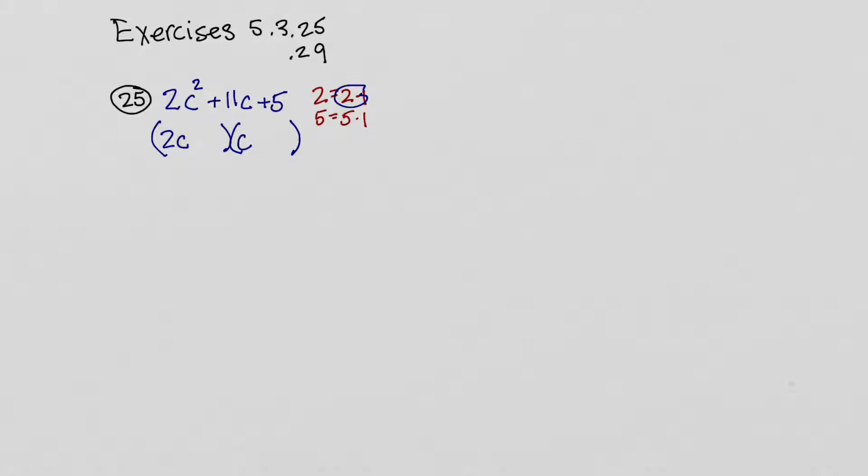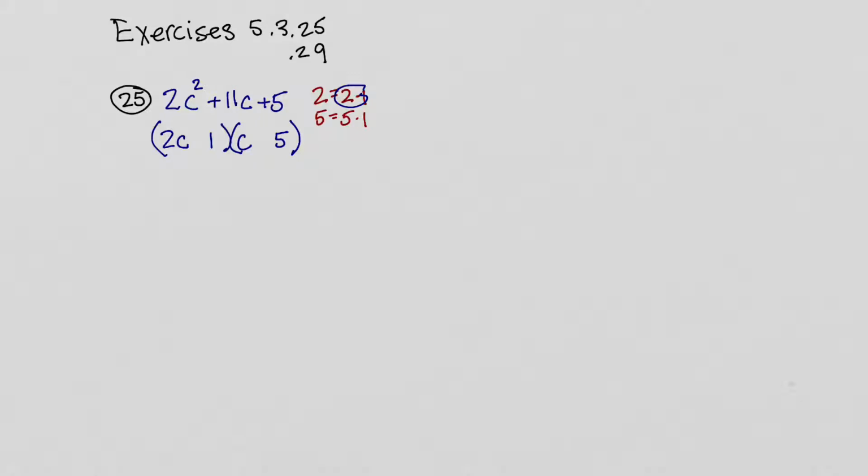Well, let's just try to make some good guesses. We know we're trying to get to 11. So I'm thinking if I put the 5 here, the outer product would give me a 10. That's pretty close to 11. So I think I'm going to try that. So I'm going to put the 5 over here, then I'd have to put the 1 over here. And then what I've got is this. The outer product is 10c. The inner product is 1c. 10 and 1, I can get an 11 out of that.